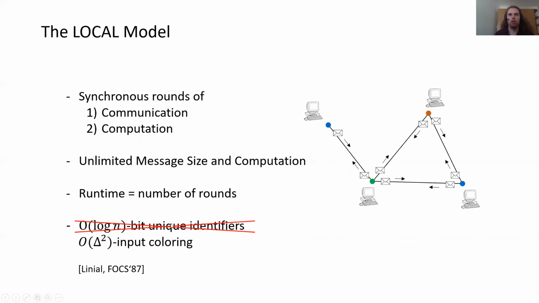All right, before I tell you how we prove our lower bounds, let me quickly remark on the model. We will use the usual LOCAL model of distributed computation. Just for the technical parts in this talk, instead of using O(log n)-bit unique identifiers as would be usual in the LOCAL model, we will use an O(delta squared) input vertex coloring. But the bounds we get from this model, with a slight tweak, can easily be lifted to the proper LOCAL model.